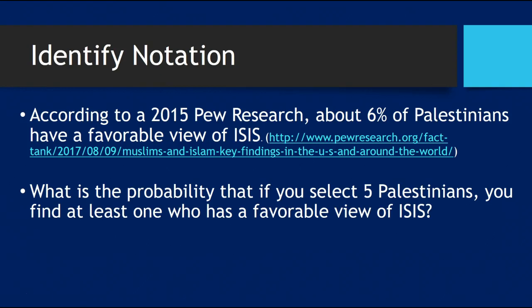Again, whether you write that as a percentage or a probability is fine with me. Now, one thing I do want to mention that some people get confused on, remember, success doesn't mean that it's a good result, right? Here we're saying we want to find one Palestinian who has a favorable view of ISIS. We call that a success. That's not necessarily a good thing, but that's what we were looking for. So that's why we call that a success, and our probability of success is 6%.